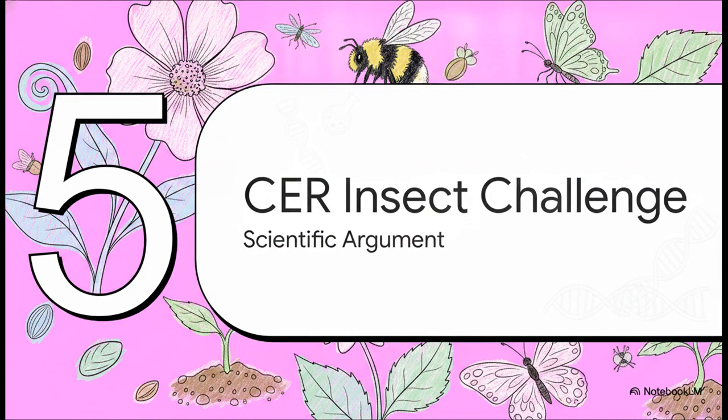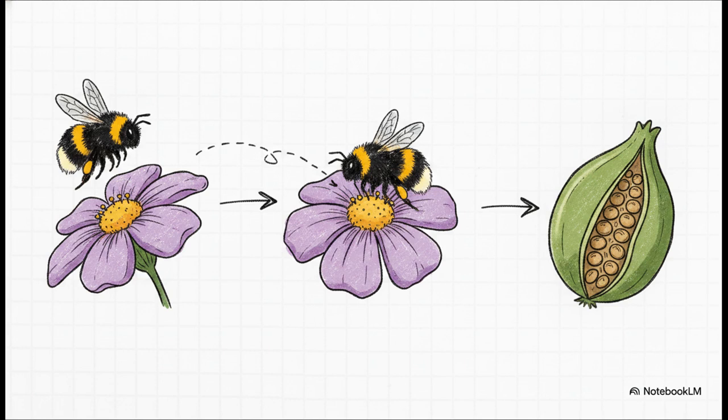Section 5. The CER Insect Challenge. Claim, Evidence, Reasoning. Now, let's build a rock-solid scientific argument using the Claim, Evidence, and Reasoning Framework, or CER. First, our claim. Insects are vital for flowering plant reproduction. Next, the observable evidence. Insects land on flowers to drink nectar, and while they're doing that, they transfer pollen between those specialized flower structures we discussed earlier.